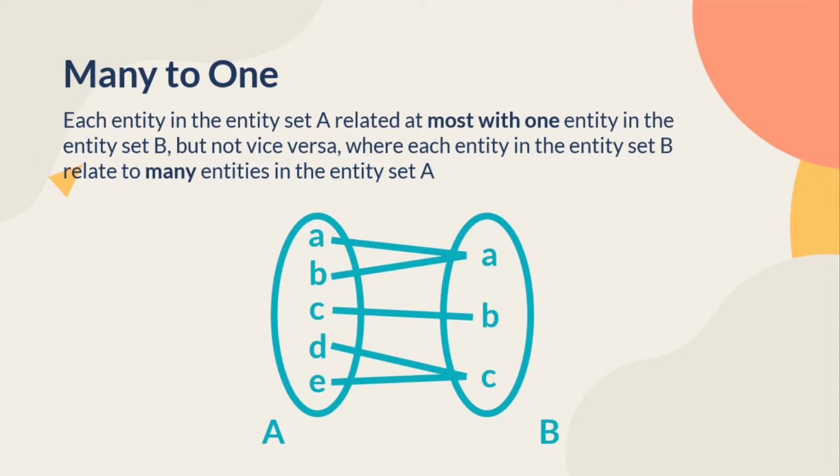An example of many-to-one relationship is the relationship between student entity and study program entity. There are many students in one study program, but a study program can contain many students.